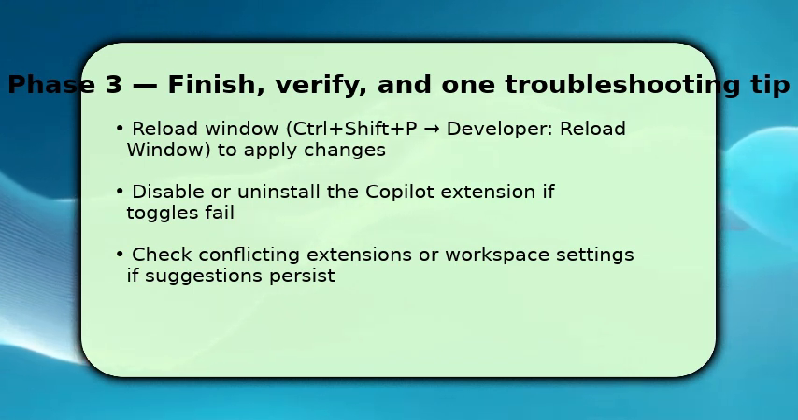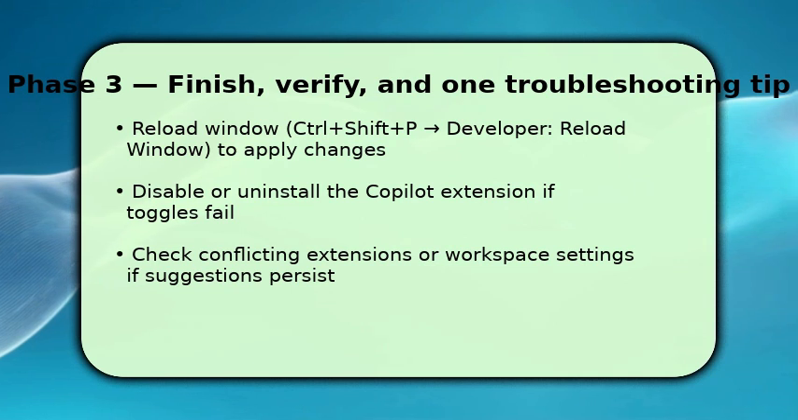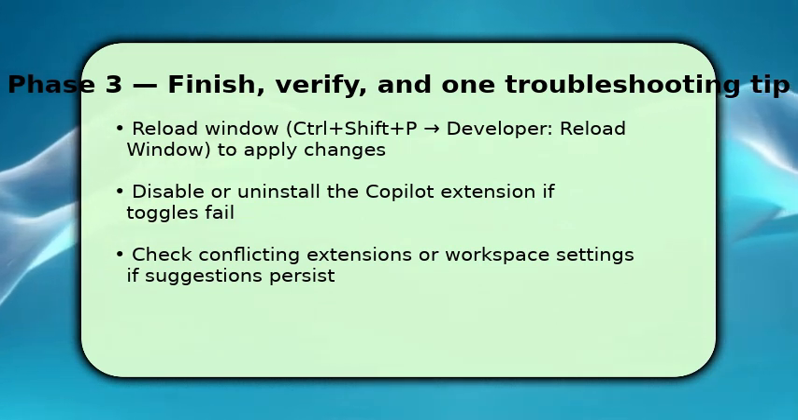This is the fail-safe. Make sure no other extension offers similar completions. Inspect your extensions list and disable conflicts. One troubleshooting tip: if suggestions still appear, inspect workspace settings JSON and user settings JSON for leftover GitHub Copilot entries and remove.